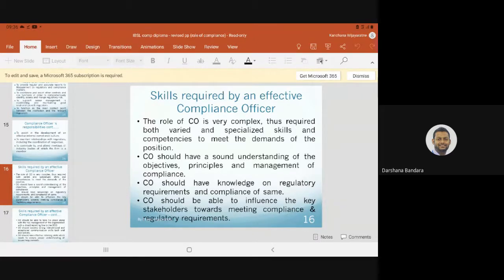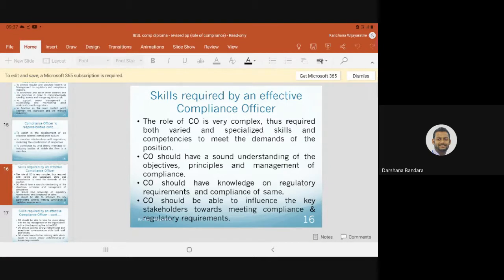So the compliance officer needs to be a person who can influence the key stakeholders towards meeting compliance and regulatory requirements. If the bank is going in the wrong direction or not following the regulations properly, you should be able to influence them by telling them the pluses and minuses, the consequences of not doing it that way, and influence the decision makers to do business in a compliant manner. Right? Is it an easy task? I doubt. It's not an easy task.